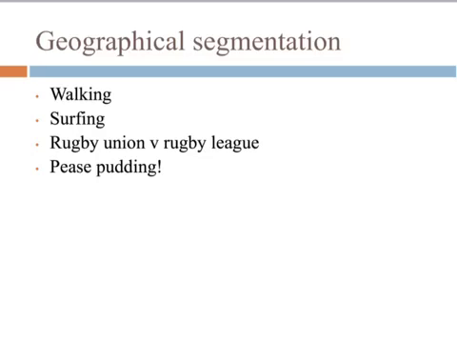Okay, next, geographical segmentation. Although regional variations in taste are becoming much less significant, there are still major differences in tastes and purchasing behaviour based on geographical features, so where we live, for instance. So, activities like walking. Walking is very popular if you live in the Lake District, for instance. You go out and you walk because of the fantastic scenery. You wouldn't necessarily go out for a walk if you lived in the city centre of London, because there aren't those type of sights and scenes to see.